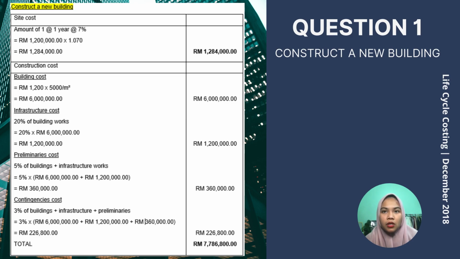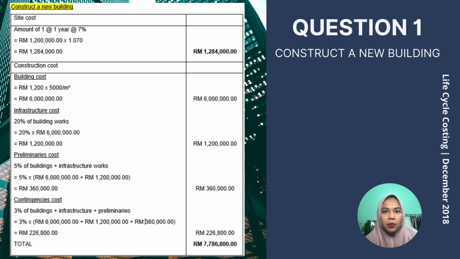Next, we go to the construction cost. The building cost is 1.2k per square meter times the given GFA, which is 5,000 square meters. So we will get the amount of the cost. Infrastructure work is stated as 20% of builder's work, so 6 million times 20% to get the cost.